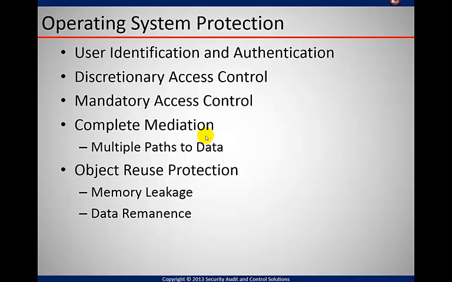We've seen discretionary and mandatory access control in domain 1. We need to worry about complete mediation, which means possible multiple paths to the data, and we have to protect each one of those.